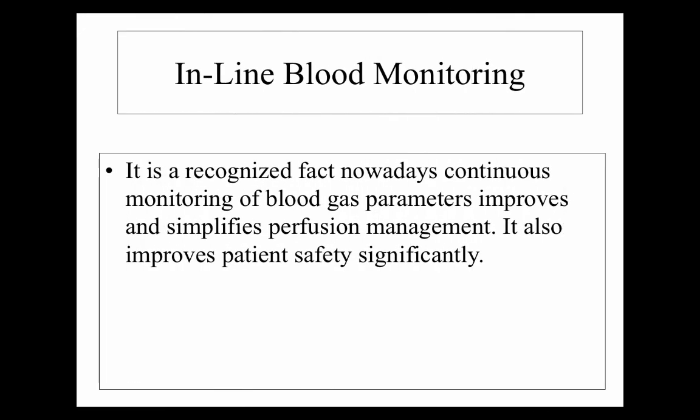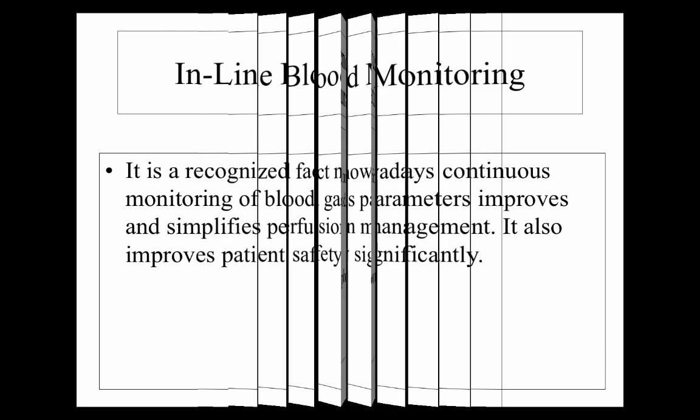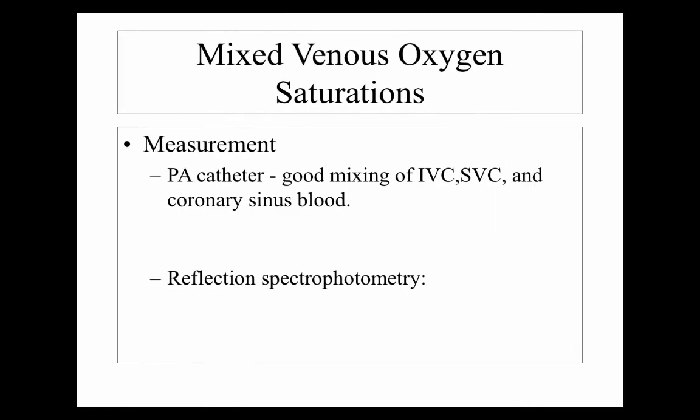So on bypass, we use inline blood gas monitoring. Up in the sim lab, you will have inline blood gas monitoring. So it definitely improves our care significantly. There's a number of ways we can find venous saturations. The PA catheter is one if it has an oximetric probe on it. Unfortunately, during bypass with an empty heart, the PA catheter is not going to be a good source of SVO2, but it's good for definitely pre-bypass.